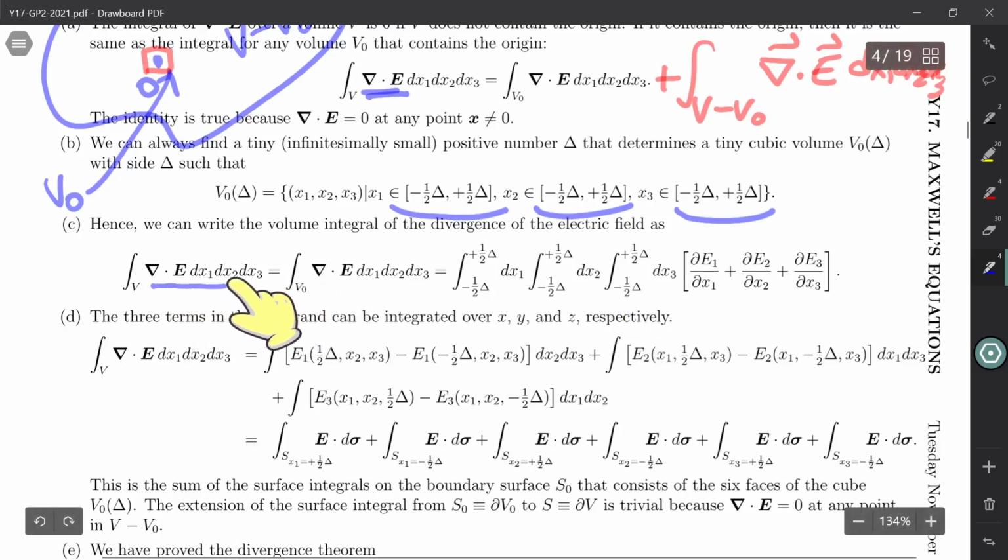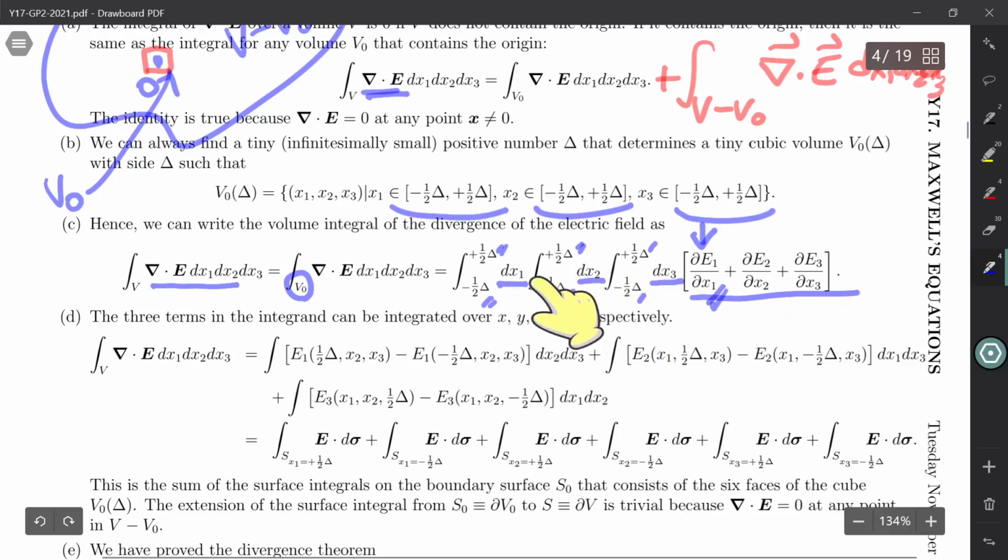Then the integral is expressed in terms of a small volume integral over V0, and this V0 integral is evaluated for x1, x2, and x3 in the same interval. And divergence E is explicitly written as x components with x derivative, y components with y derivative, and z components with z derivative. For example, the first term is a derivative with respect to x1, so it is trivial to evaluate the x1 integral among these three-dimensional integrals. We carry out the x integral, and what we find is E1 at the upper bound and at the lower bound, subtracted.